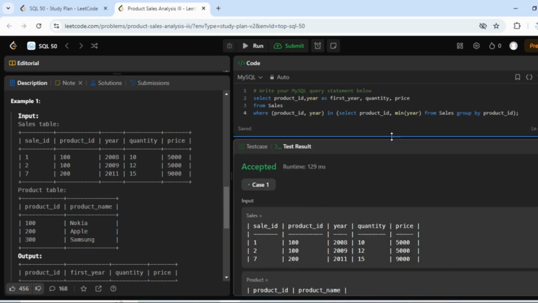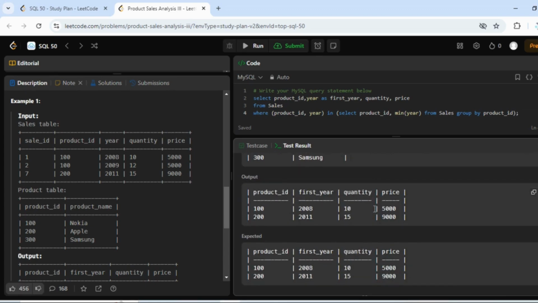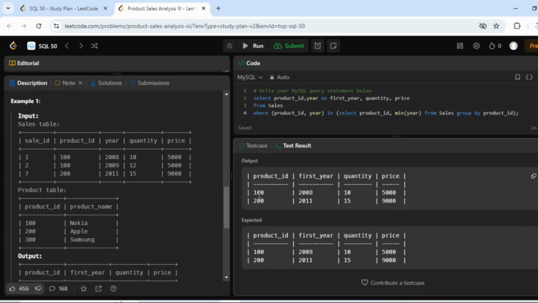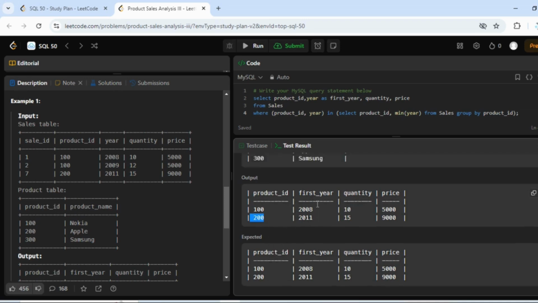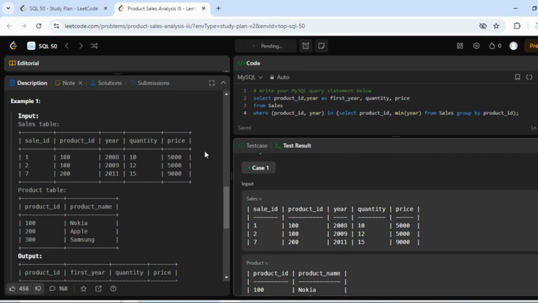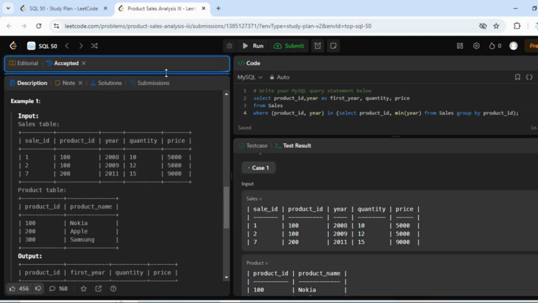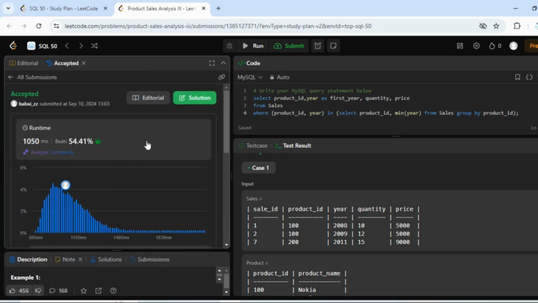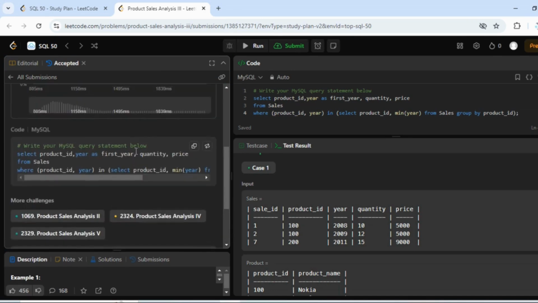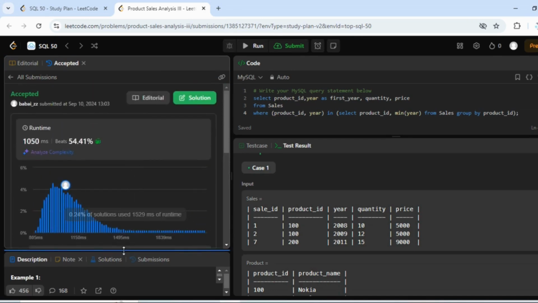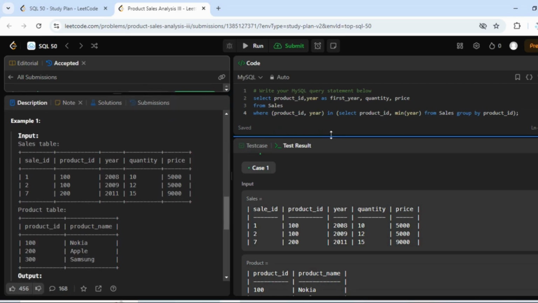Yes, as expected, for product ID 100 it is taking 2008 since this is the minimum one. For 200 there is only one row, so it is taking that one. Let me submit the test cases. It will be much clearer now whether the code runs or not. Accepted. They have taken all the cases. I think the solution is clear to you now.